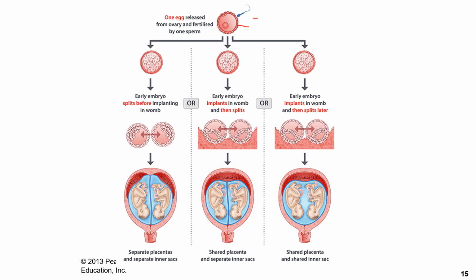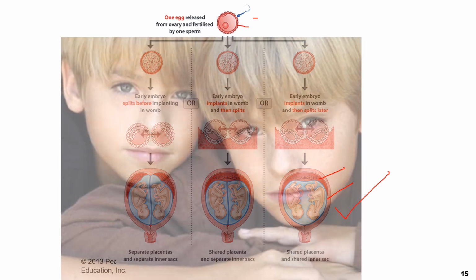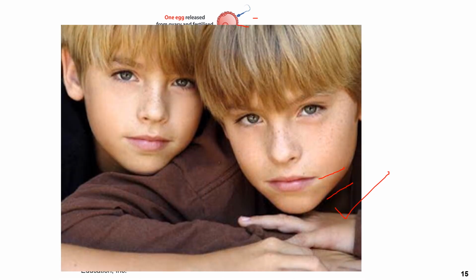That means although they are identical twins, the features are less identical compared to identical twins where the implantation happened first before the splitting of the embryo. So when they implant on the uterus and then split later, that's when the twins are going to share one amnion, which is your bag of waters, and one placenta. Okay. And I think everybody knows our identical twins right here.